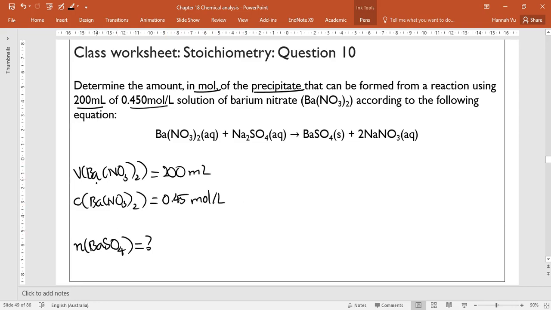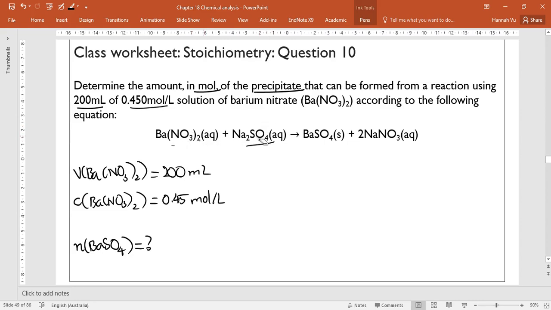Again, once you get better, you can keep track of these things without writing it down. But this is the first example with volume and concentration, so I would write it down, because you want to make sure that you have the volume and the concentration of the same solution. So you basically have two solutions mixed together. Barium nitrate is mixed with sodium sulfate. You're only given information relating to barium nitrate, so it's easy in this case.